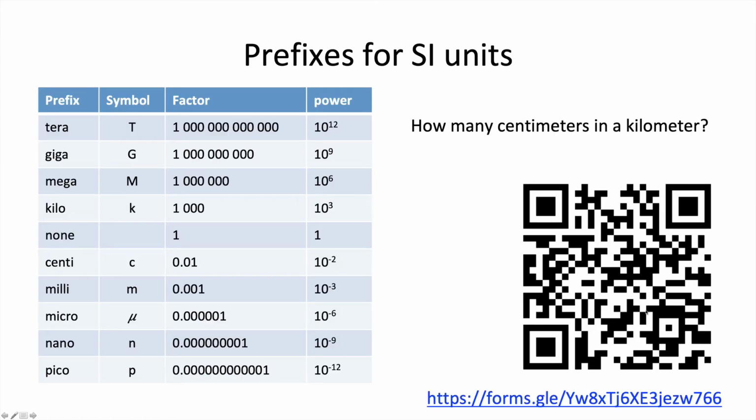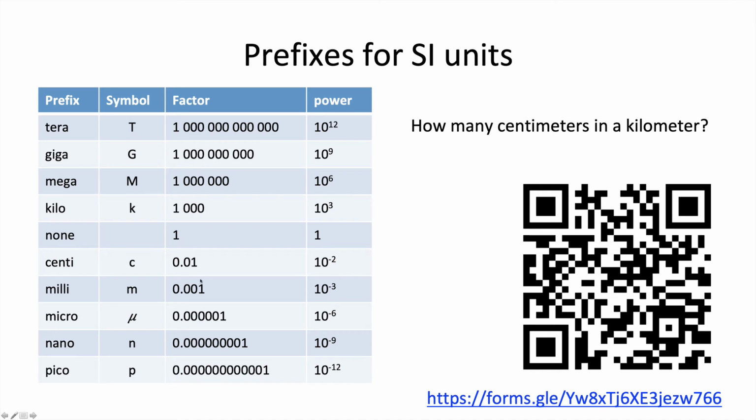Now, the other thing that you'll come across a lot in physics is prefixes. Sometimes we want to talk about really big numbers, and sometimes we want to talk about really small numbers. So with these really big ones, you've probably come across them in computing. So we've got tera, so that's 10 to the 12. Giga is 10 to the 9. Mega, 10 to the 6. Kilo is 10 to the 3, so kilometers, for example.